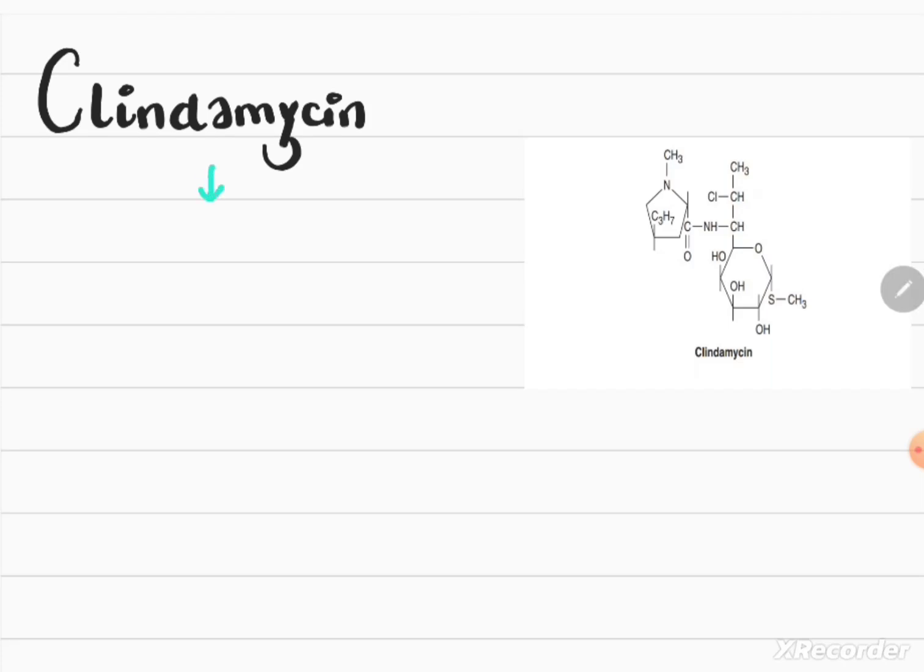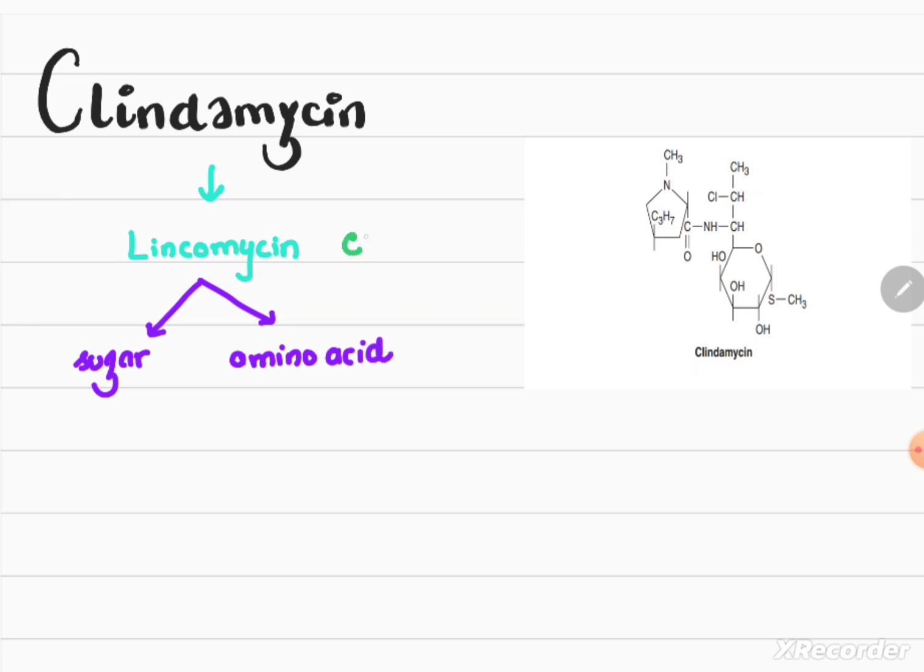Clindamycin is a derivative of another antibiotic called lincomycin. Lincomycin has two basic components in its structure. One moiety is a sugar moiety, and the other is the amino acid moiety. When we substitute a chlorine atom in lincomycin, it forms clindamycin.